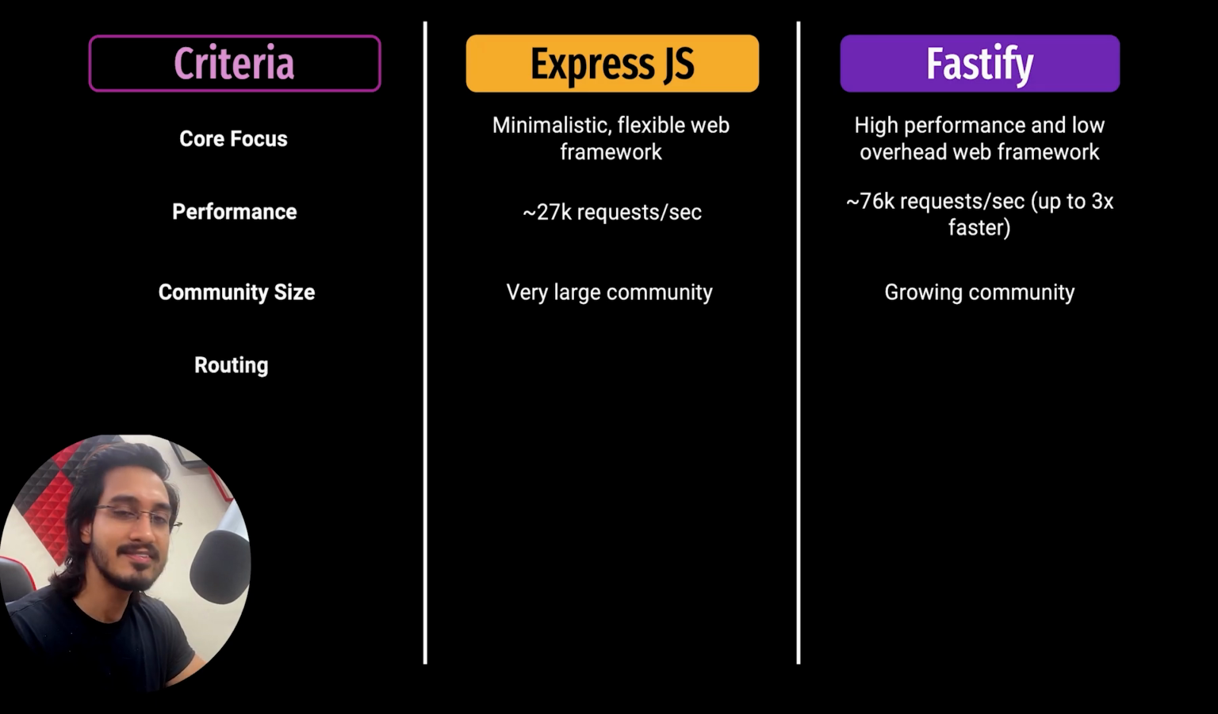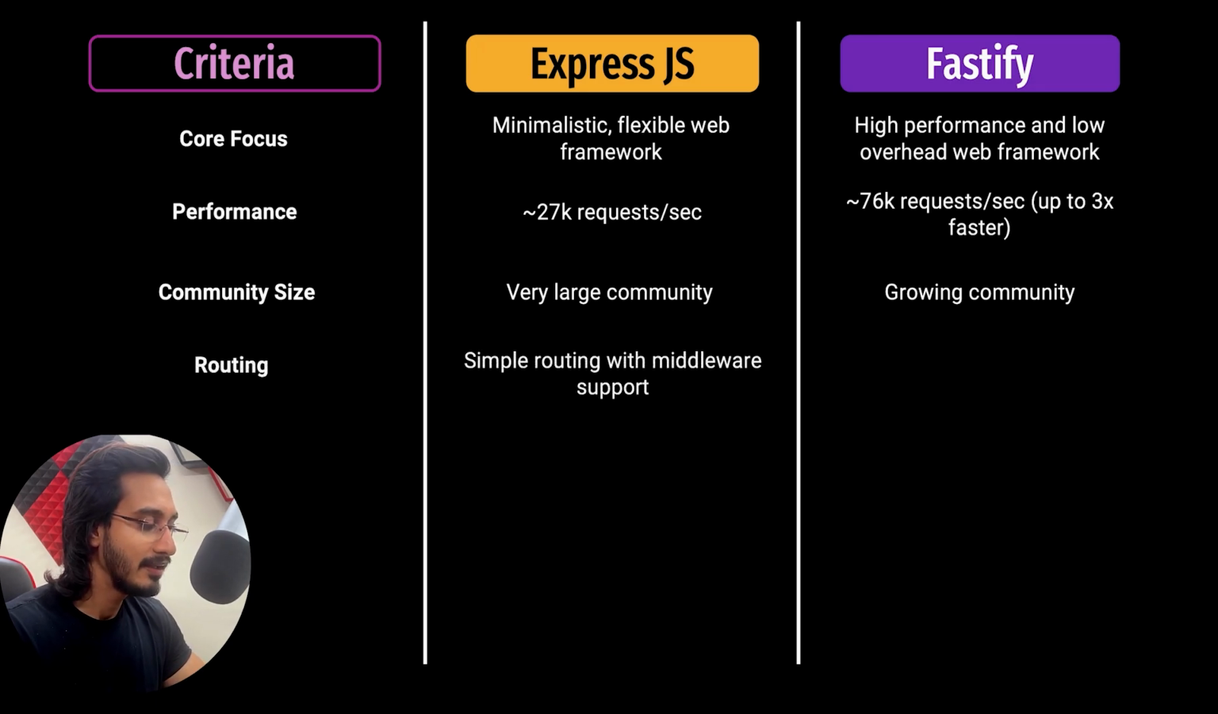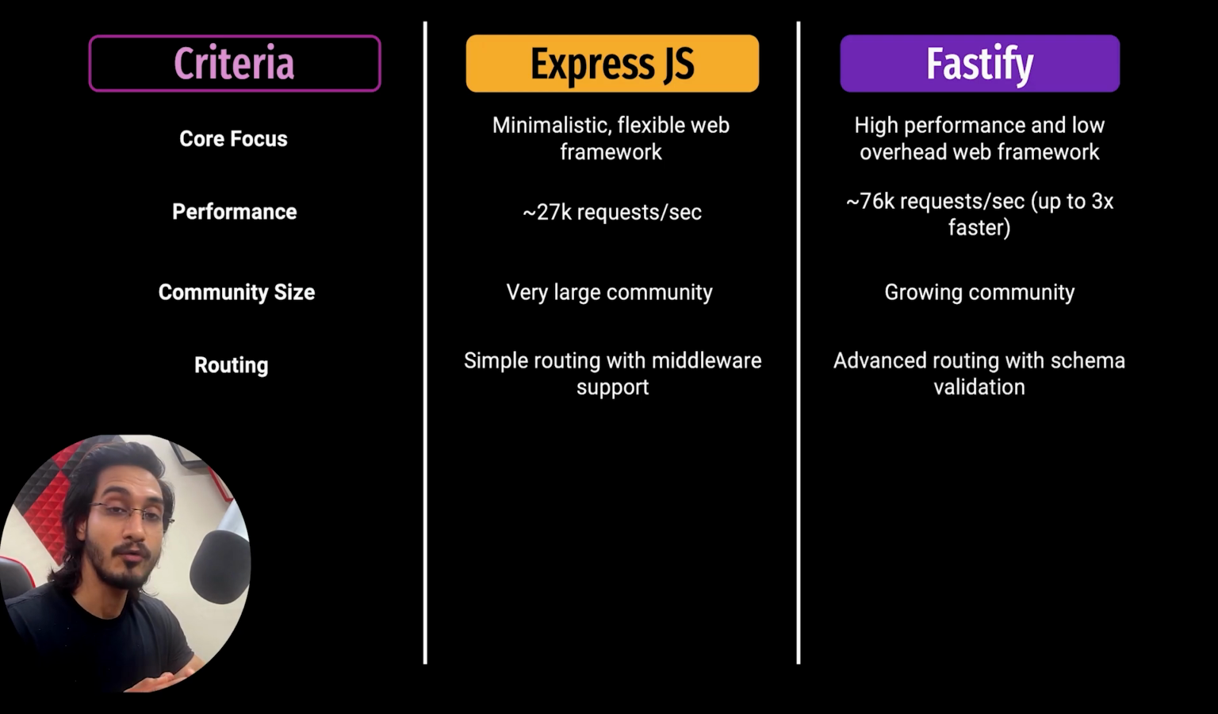Now the next thing is routing. Based on routing, Express.js provides simple routing with middleware support. On the other hand, Fastify provides advanced routing with schema validation. So there is a very big difference based on the schema validation that Fastify does. We are also going to see some examples of it, but first of all, let's complete this part.